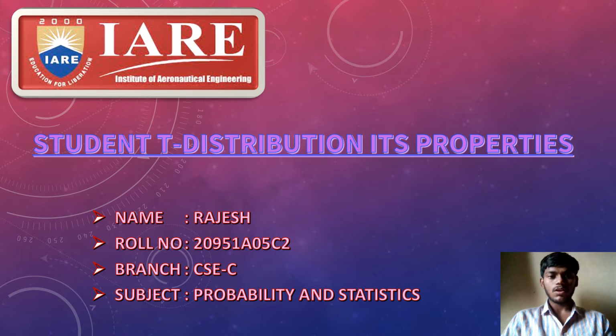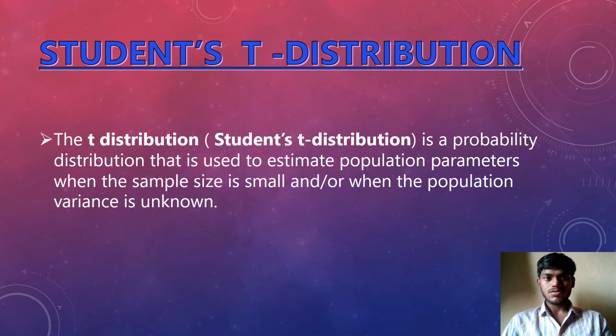Today I am here to speak about Student's t-distribution and its properties. The t-distribution is a probability distribution that is used to estimate population parameters when the sample size is small and/or when the population variance is unknown.